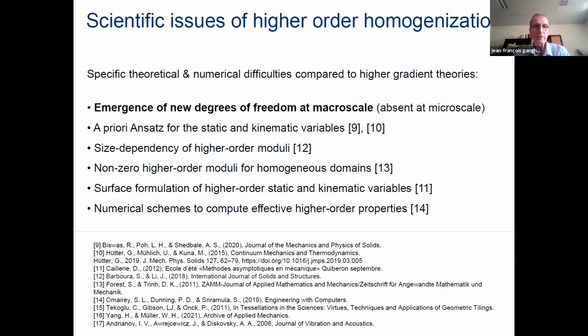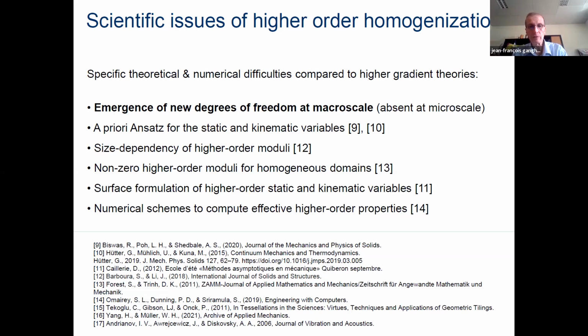An important issue is the size dependency of higher order moduli. If we repeat the unit cell several times, there will be a dependency of these higher order moduli on the number of repetitions, which of course is not satisfactory. Then the question of homogeneity: some authors in the literature find non-zero higher order moduli for homogeneous domains, but maybe the question is, what do we mean by a state of homogeneous deformation?